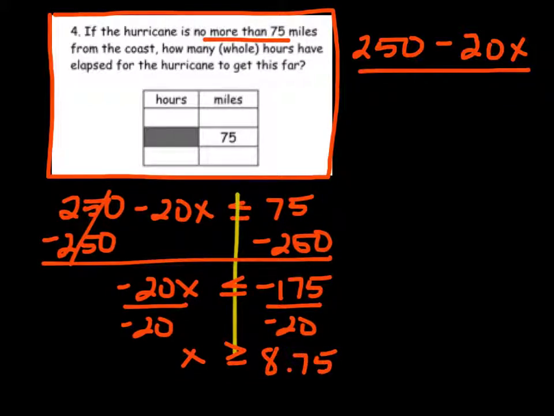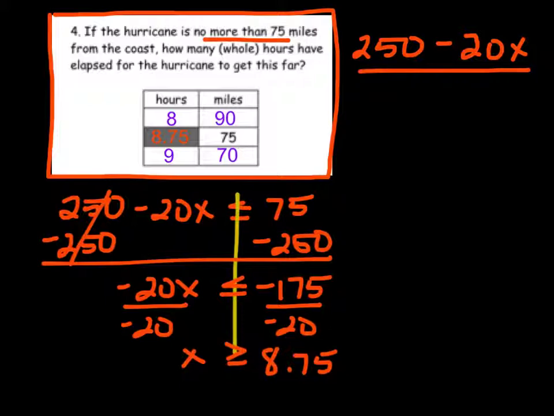Remember, when we divide by that negative, that sign's going to flip. Now, that means that it takes 8.75 hours to get to 75 miles. What I want to see is the whole numbers on either side of 8.75, which would be 8 and 9. So at 8 hours, the distance would be 90 miles away. And at 9 hours, the distance would be 70 miles away.